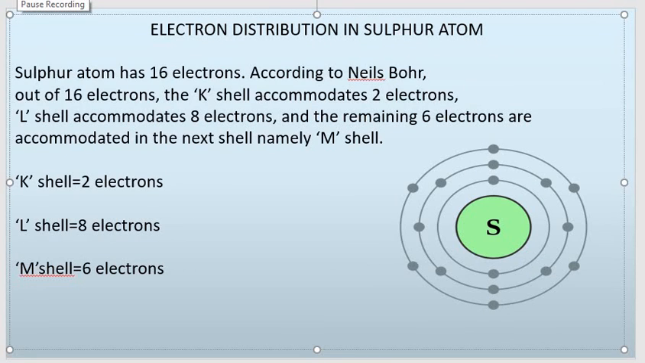Let's see another example. Electron distribution in sulfur atom. Sulfur atom has 16 electrons. According to Niels Bohr, out of 16 electrons, the K shell accommodates 2 electrons, L shell accommodates 8 electrons, and the remaining 6 electrons are accommodated in the third shell, that is M shell.